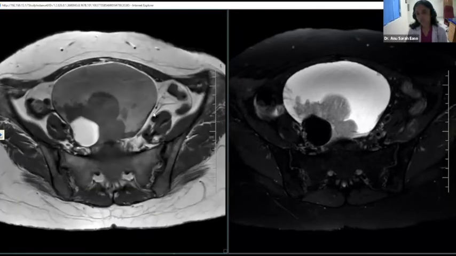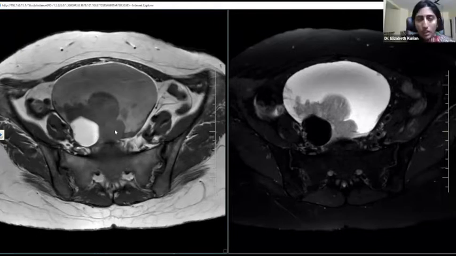things which will be hyperintense on T1? If you see something bright on T1, what all will you think of? T1 hyperintensity can be due to hemorrhage, proteinaceous material, mucinous material, or fat. So in hemorrhagic, it can either be a hemorrhagic cyst or even endometrioma can be T1 hyperintense. Mucinous cystadenoma can be T1 hyperintense.